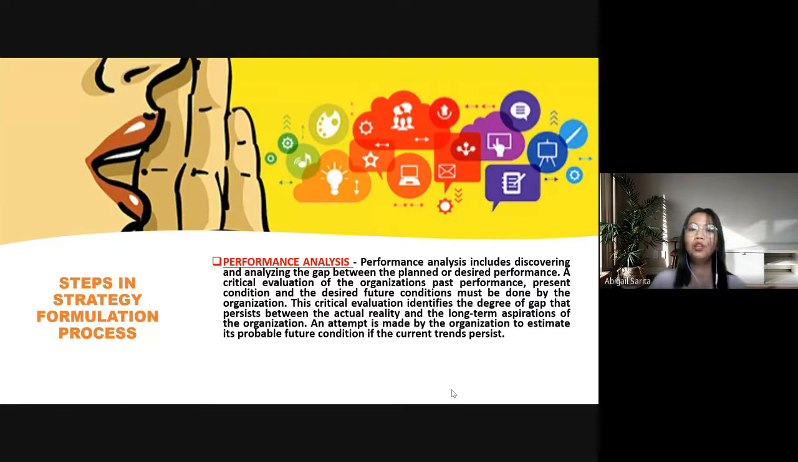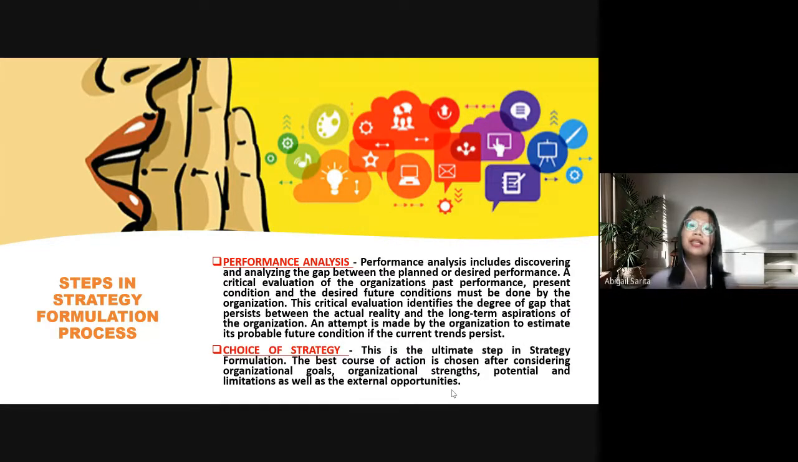For example, dumami din yung clients nyo kung isa-isang buwan. 1,000 lang yung clients nyo, tas biglang nag 2,000. Ibig sabihin, the performances of the strategies that you are implementing to your business is efficient and effective. So, tandaan, when you are having performance analysis, you are having an audit on the strategies being implemented on your organizations. Choice of strategy. So what do you mean by choice of strategy?